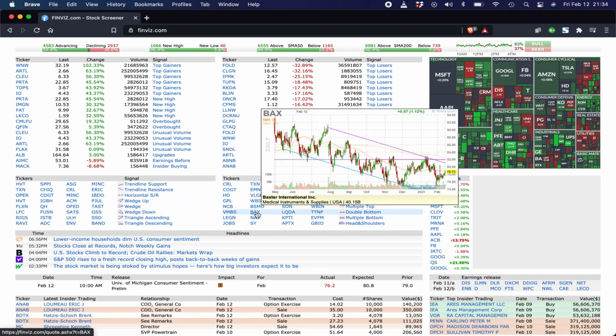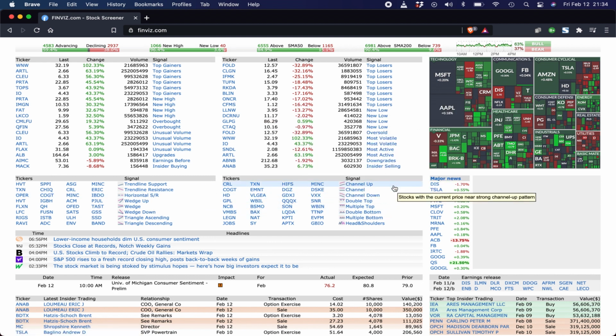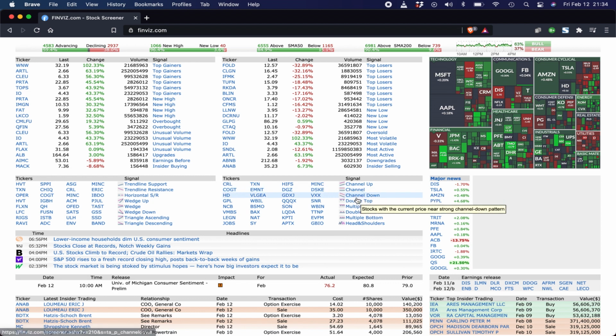And again, you can also look at channel up, channel and channel down. These are fairly similar to the support and resistance. Channel up is nothing but stocks that are in an uptrend, and you can see the current price is near the strong channel up pattern. Again, I will show you this so you will understand what they actually mean.